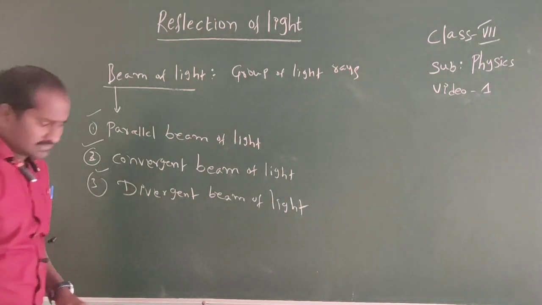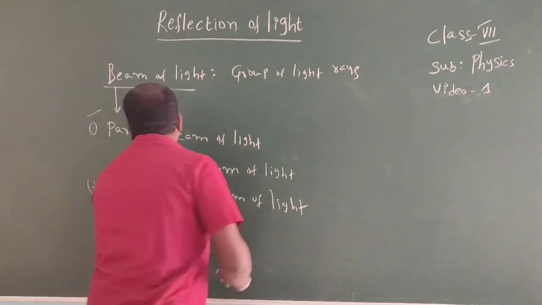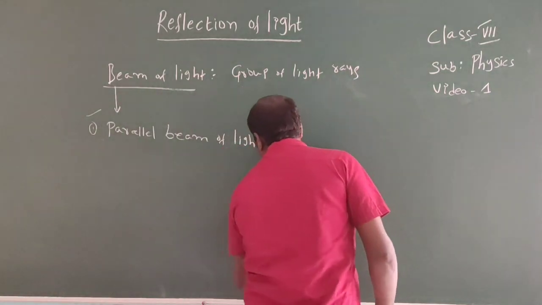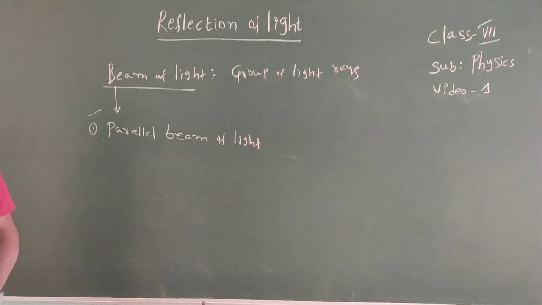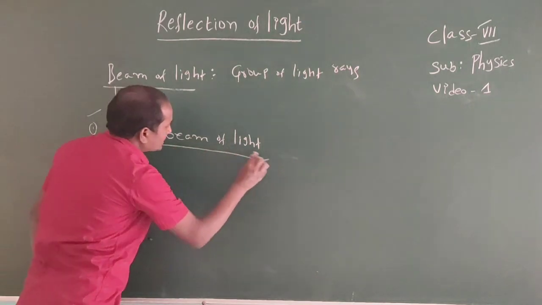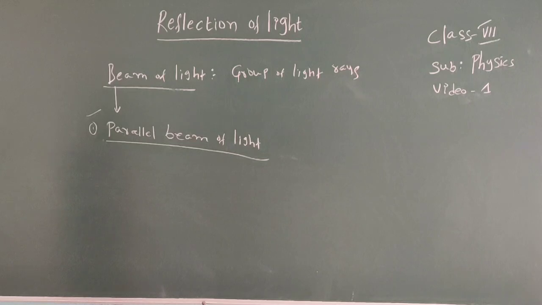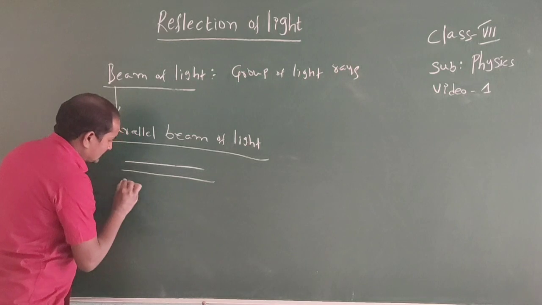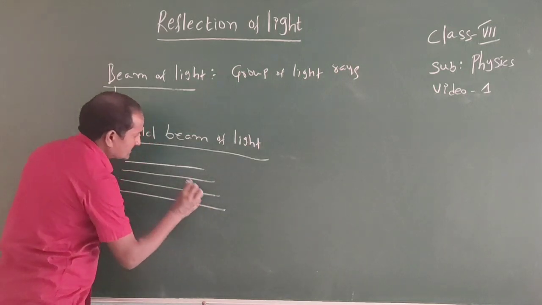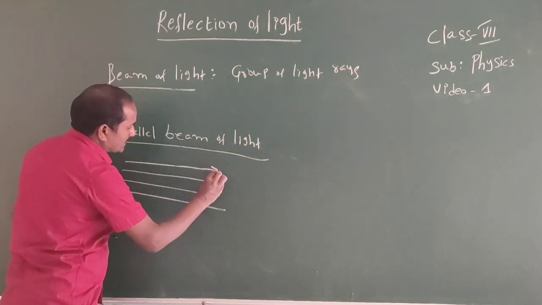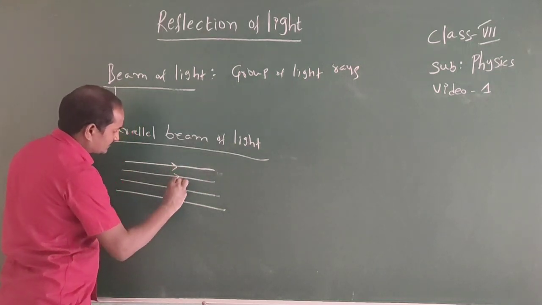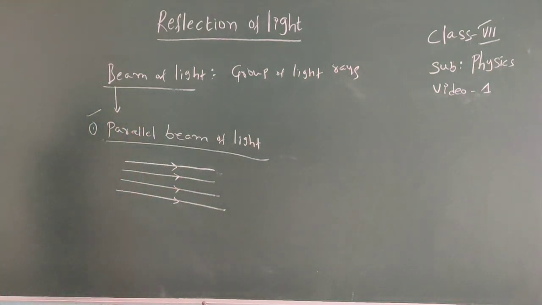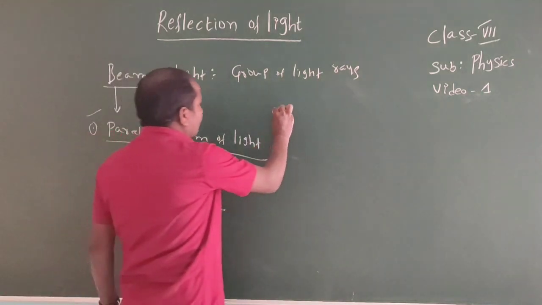Okay, listen, parallel beam of light. Parallel beam of light means the number of light rays moving parallel to each other. Light going parallel to each other is called a parallel beam of light. Next one, convergent beam of light.